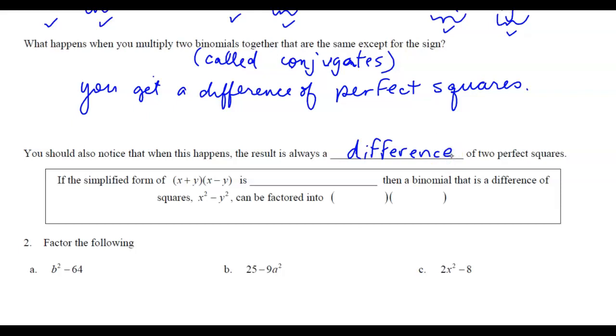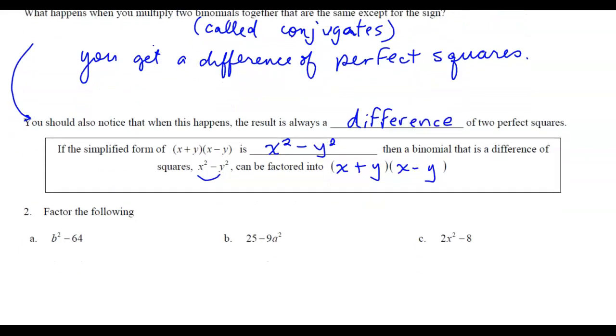I don't know why we shouldn't have just put that right down here. Anyway, whatever. So the simplified form of x plus y times x minus y will be x squared minus y squared. You don't need to show any work. And we talked a little bit about that when we were expanding, not too much, just a little bit. So then when we're factoring this, easy peasy: root of the first term, root of the second, one has a plus, one has a minus. Okay?